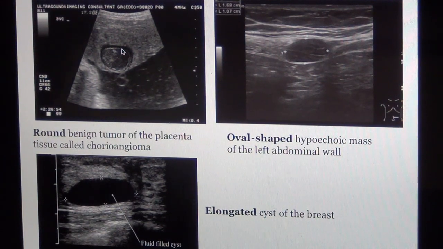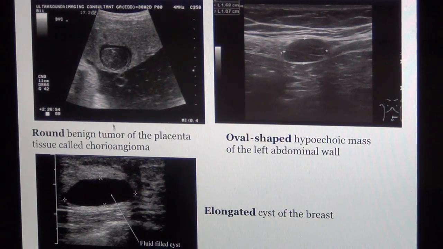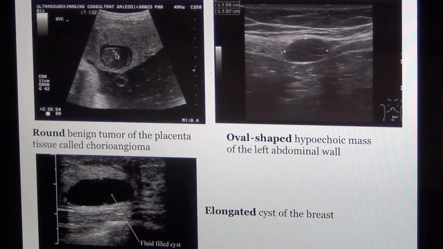Circular shaped, okay. So it's better to say not choriocarcinoma at this time, because it is in the placenta, and you can say chorioadenoma, chorioangioma, whatever it is. But the main thing is we need to see that it is round, more or less round. And this is more or less oval shaped. This is completely oval shaped. Okay, so this is oval shaped.